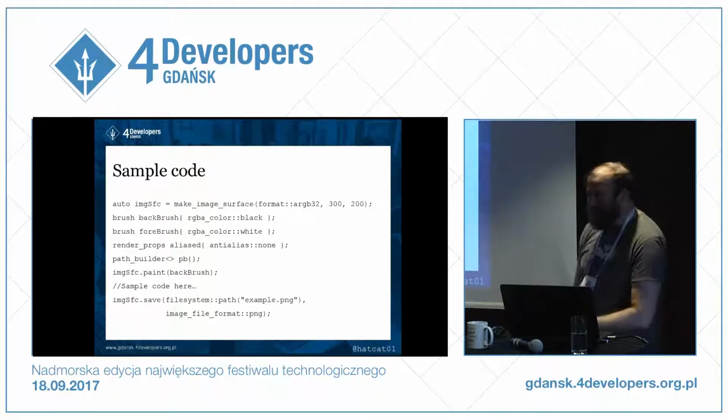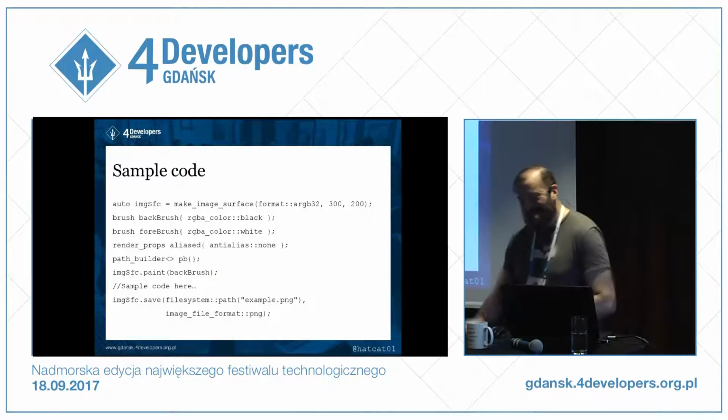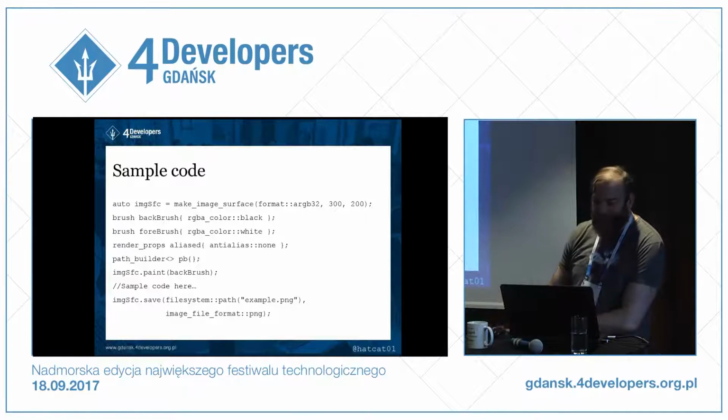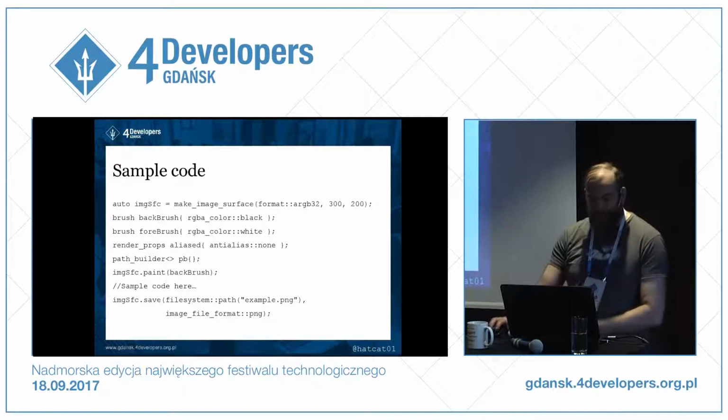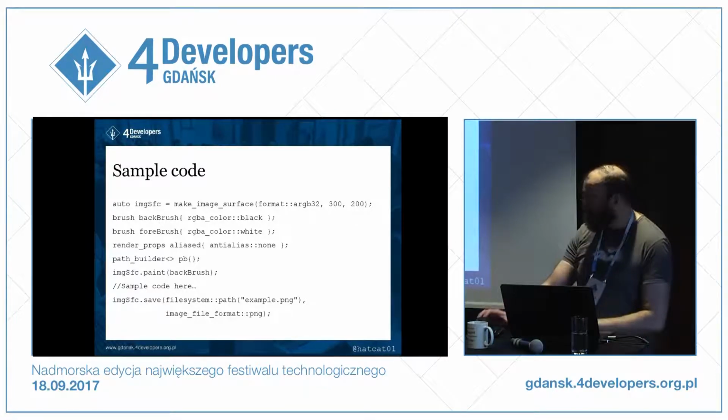A foreground brush, RGBA color white. You know what color that is. And then we have some render properties. We're going to turn anti-aliasing off just so that it works nice and quickly. We create a path builder object, and then we paint the back of the window.